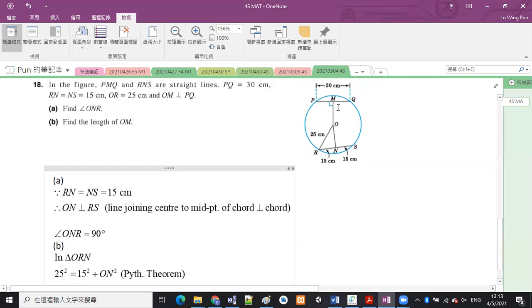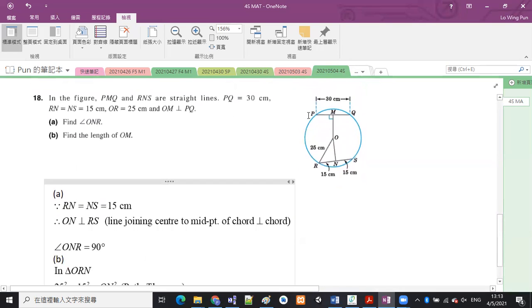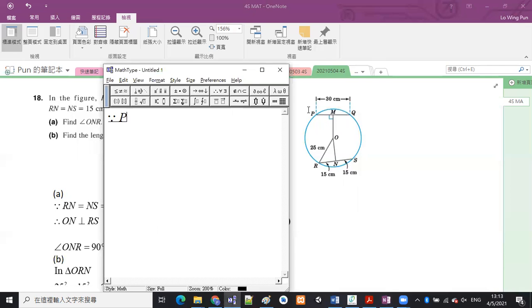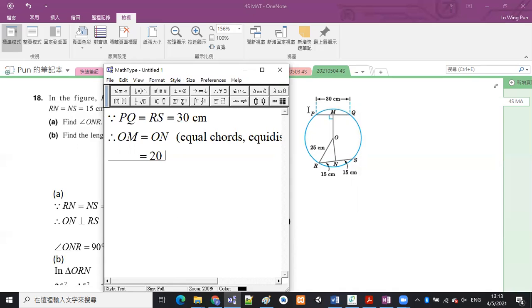Then we need to mention the equal chords. Because PQ is equal to RS and they are both equal to 30 cm, therefore we can say that OM is equal to ON. This is equal chords, equal distance from center. And they are both equal to 20 cm. That is the answer of OM.